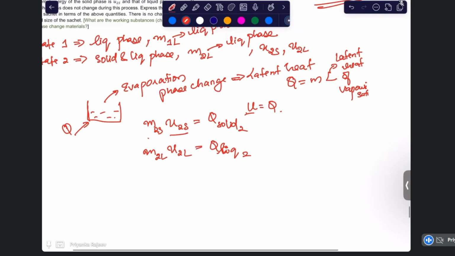Now, initially, for state 1, how will we write that? Only liquid phase was there. That is M1L times U1L. There was no solid phase, so M1L times U1L, but that is not given.